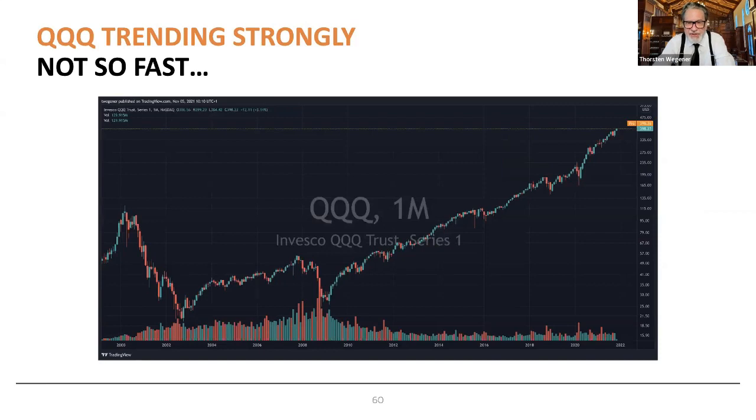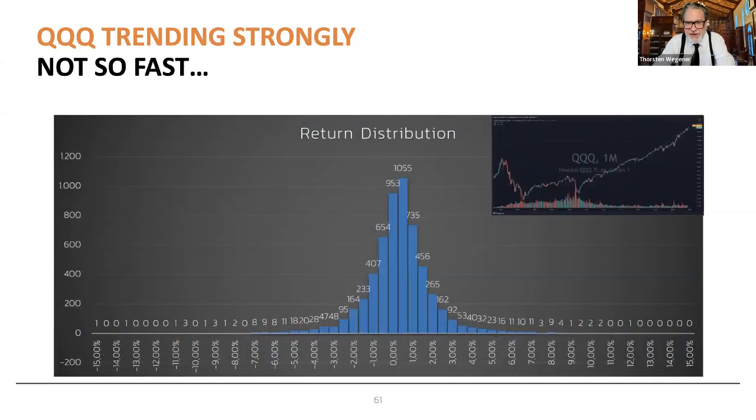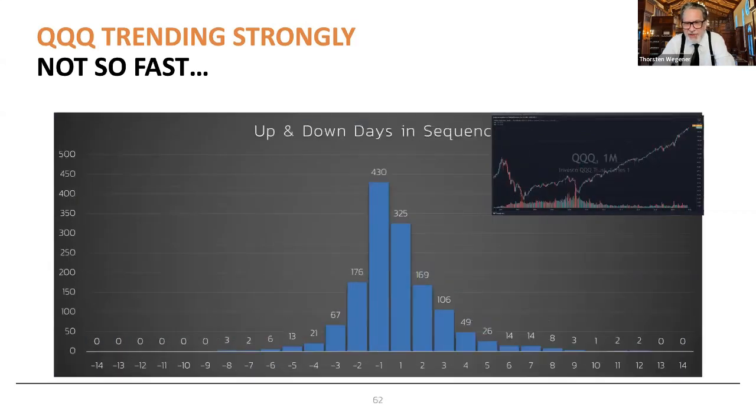NASDAQ, the Qs, return distribution, bell shape, up and down days. We still have the bell shape, even though we see a statistical anomaly in there, and that is something where I would start trading if I have a long portfolio, which I trade for longer days. And that's why we do the quantitative research. Something can be drawn out of that.